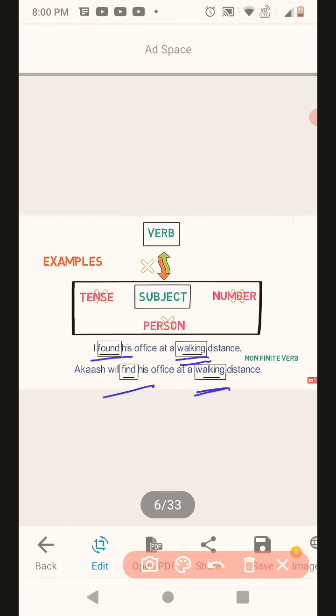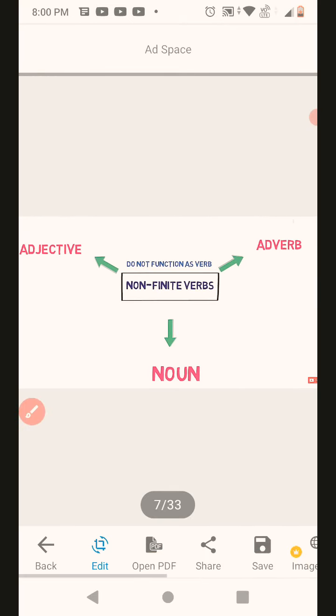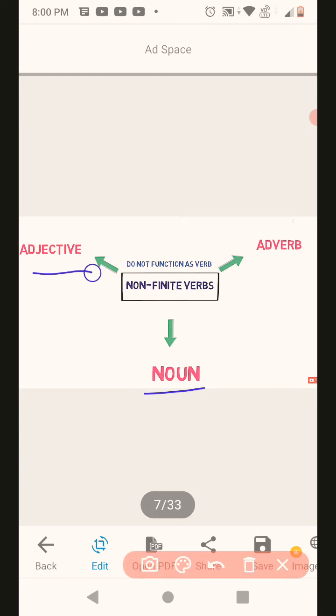A non-finite verb is one which does not change according to the tense, number, and person, and it does not function as a verb. It is not a main verb in the sentence. Children, as I told you, a non-finite verb is not functioning as a verb. It functions as a noun, adjective, or an adverb in a sentence.